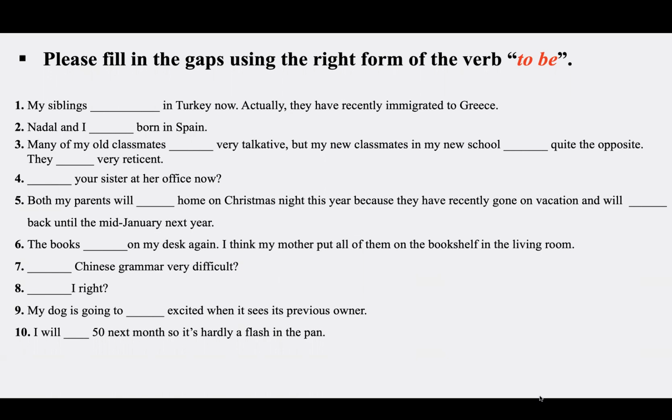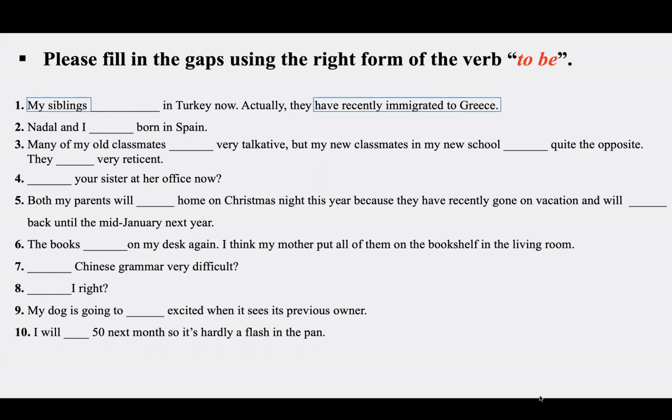The first one, my siblings in Turkey now. Actually, they have recently immigrated to Greece. So here, my siblings, the word sibling means brother or sister. So in this case, my siblings, plural, like they, it says now. So you need to focus on my siblings, the subject, plural, they.